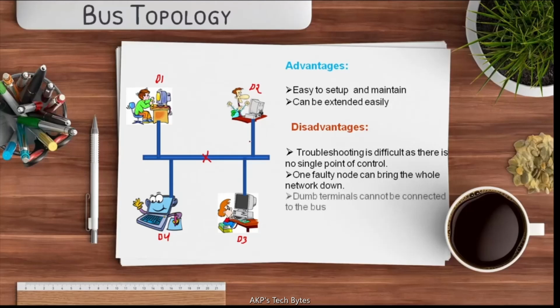Next, dumb terminals cannot be connected to the bus. All the terminals must be active during the transmission. Otherwise, you can't communicate through bus topology.